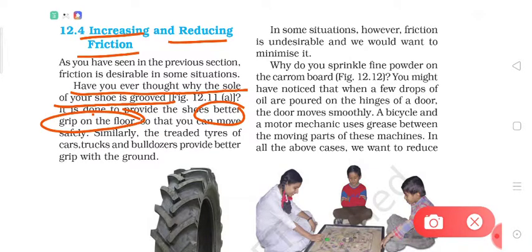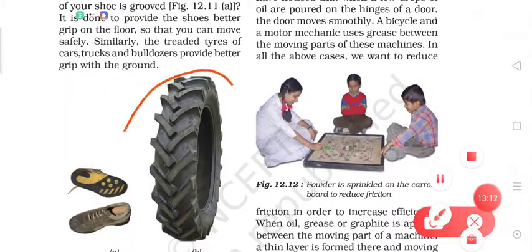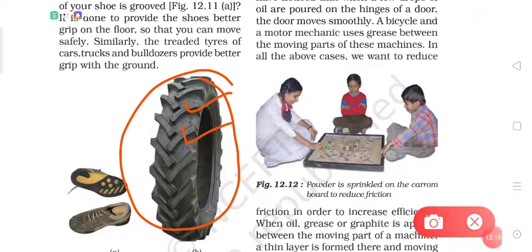In the same way, you can see that the tires of most vehicles are irregular, or we can say they are threaded. These irregularities actually increase the friction with the road. So we can say that if we want to increase friction, we have to increase the irregularities of the surfaces.